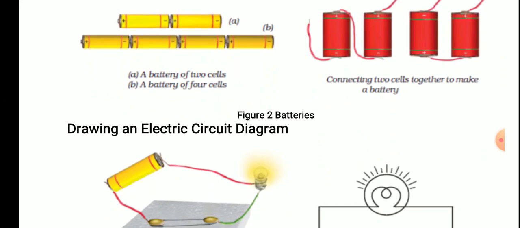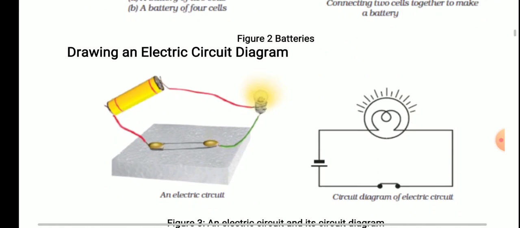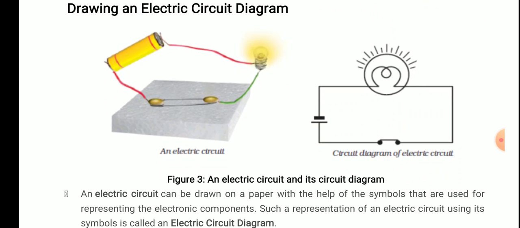Next is drawing an electric circuit diagram. See, on the left hand side, it is an electric circuit, whereas on the right hand side, it is the diagram of the electric circuit. Now these symbols are the same symbols that were discussed earlier. There's a battery, shown with a positive and a negative terminal, then there is a bulb, and then the key is shown, which is either in on condition or off condition.